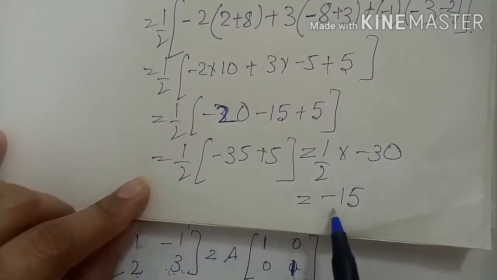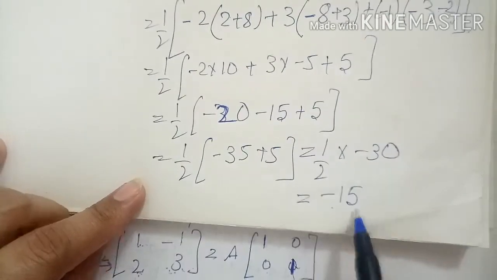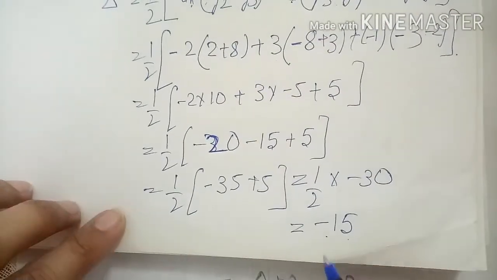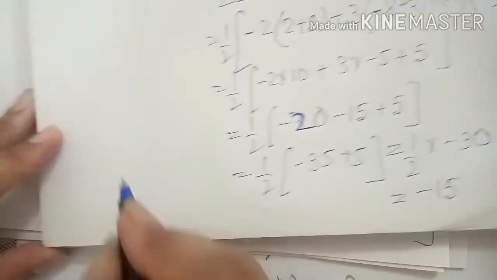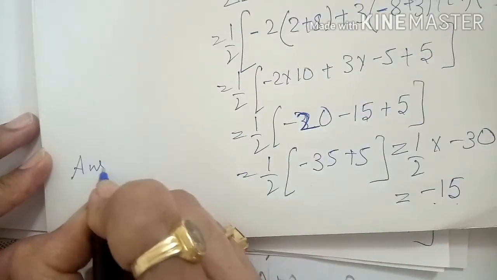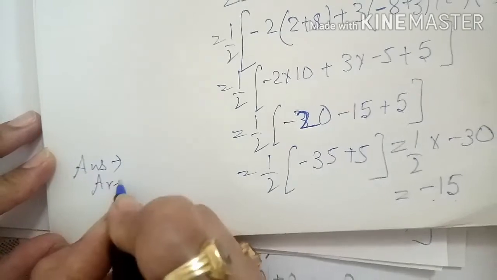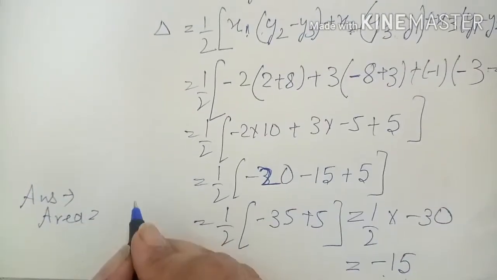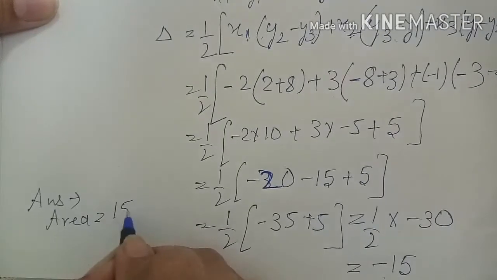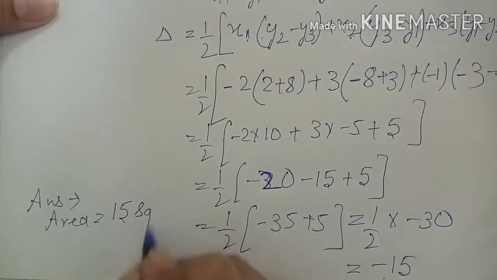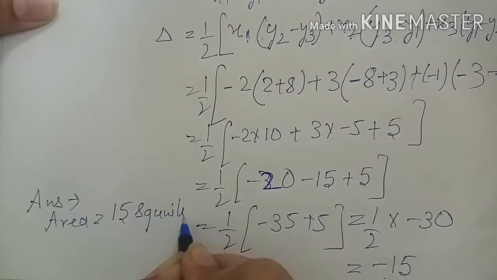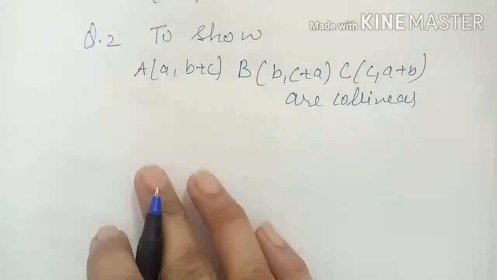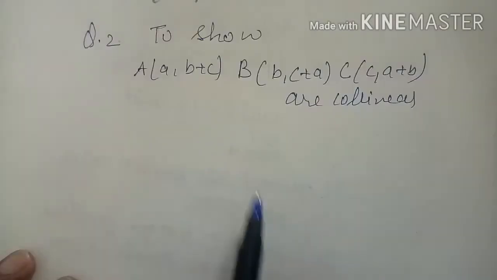As the rule I told you, you have to take positive value for area. Yes, so we'll take the positive value only. So what will be the answer? The area will be, you have to take positive value, leave the negative value. Okay, so it will be 15, and then you write square units. This is the solution.